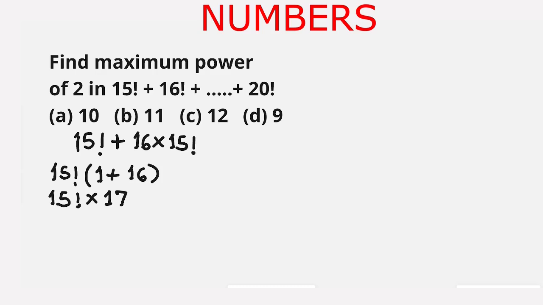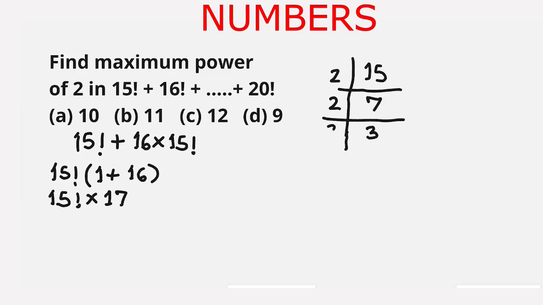And for finding the maximum power of 2, we divide 15 successively by 2. 2 divides 15 for 7 times. We again divide the quotient, and 2 divides 7 for 3 times. We again divide the quotient 3 by 2, and 2 divides 3 for 1 time. Now we add all these quotients. 7 plus 3 is 10, plus 1 is 11.